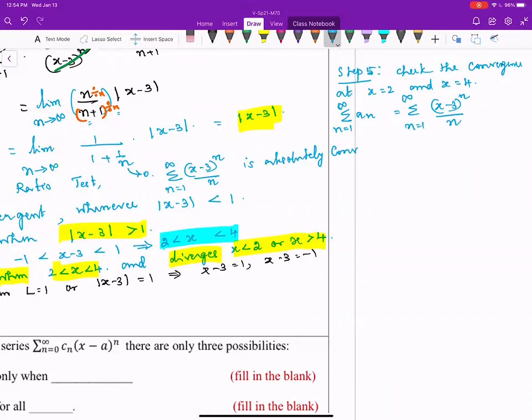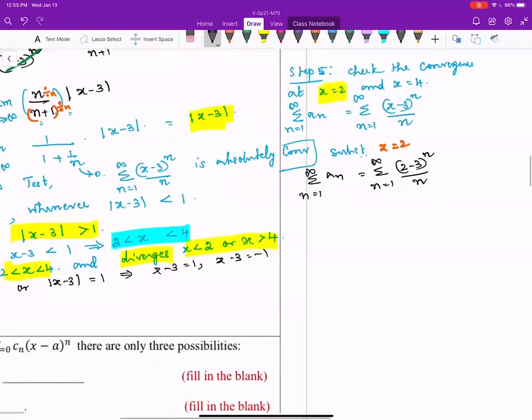So when you substitute x equal to 2 here, the series sigma n varying from 1 to infinity an becomes sigma n varying from 1 through infinity 2 minus 3 to the power n divided by n, which is sigma negative 1 to the power n over n. Does this series look familiar?